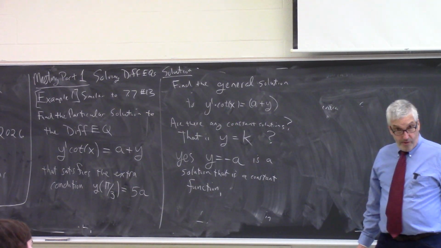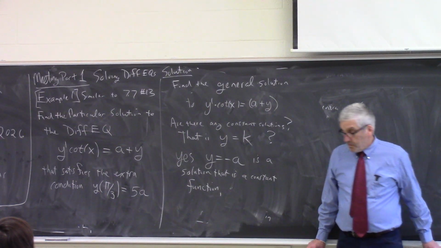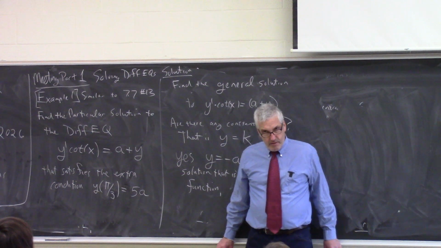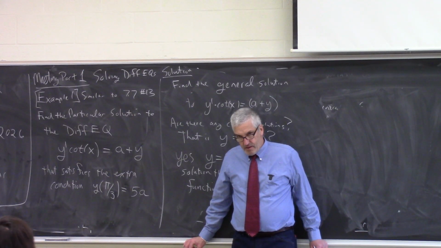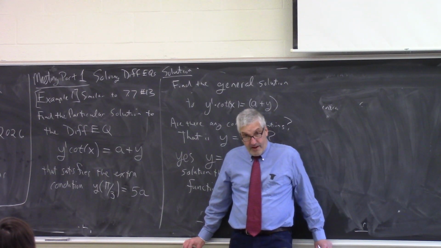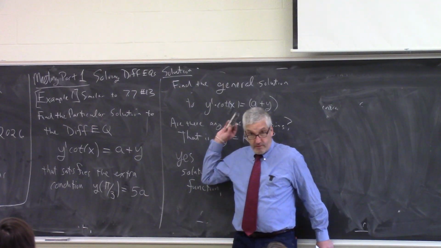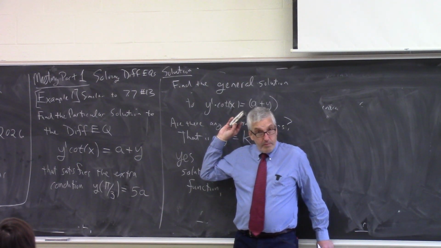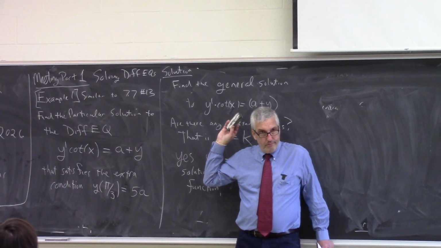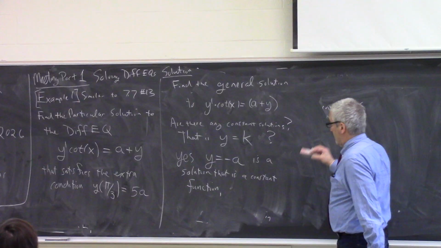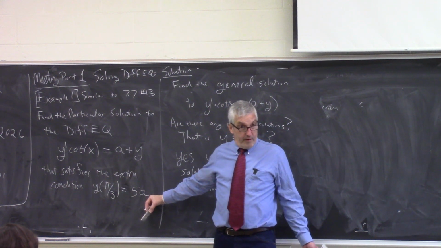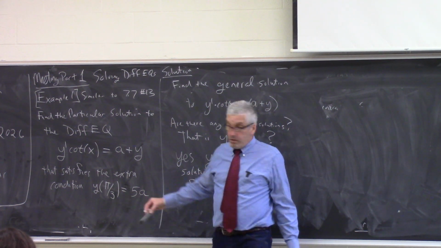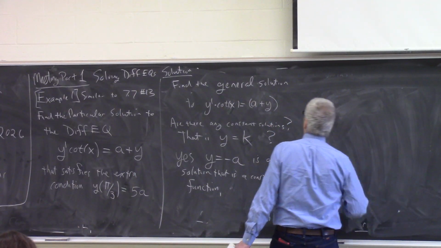Could that be the one we're looking for? Let's look ahead. You know, that constant solution, y equals negative a, what would be its value when x equals pi over 3? It'd be negative a. It's the constant function. So that's not going to satisfy our extra condition. So we've already found one general solution, but it's not a good one. But let's go on. Look for other general solutions.